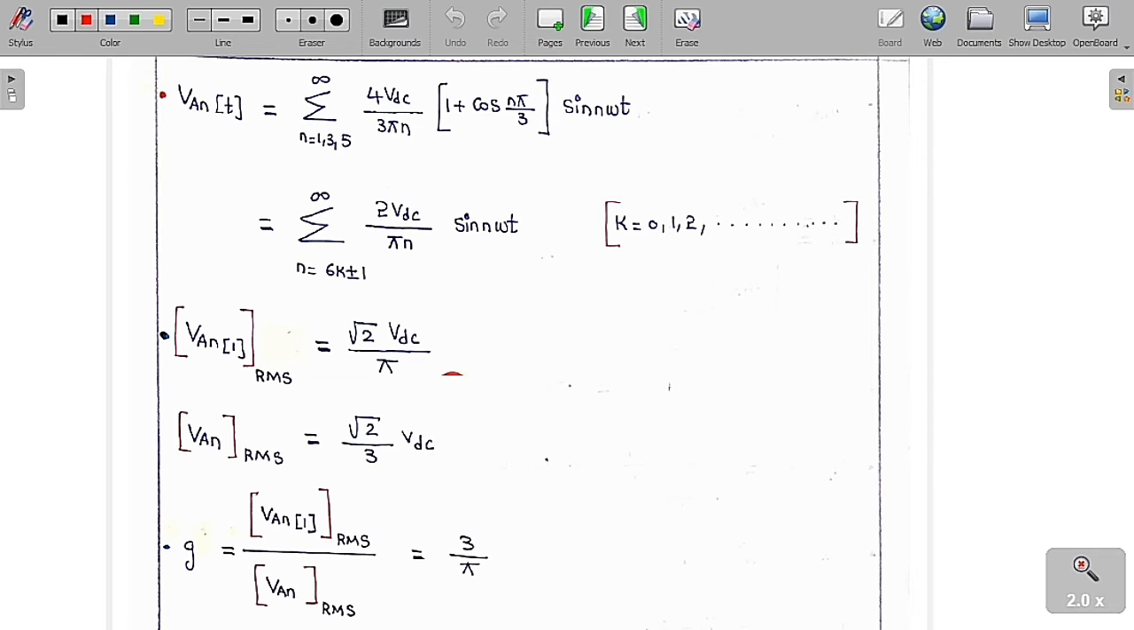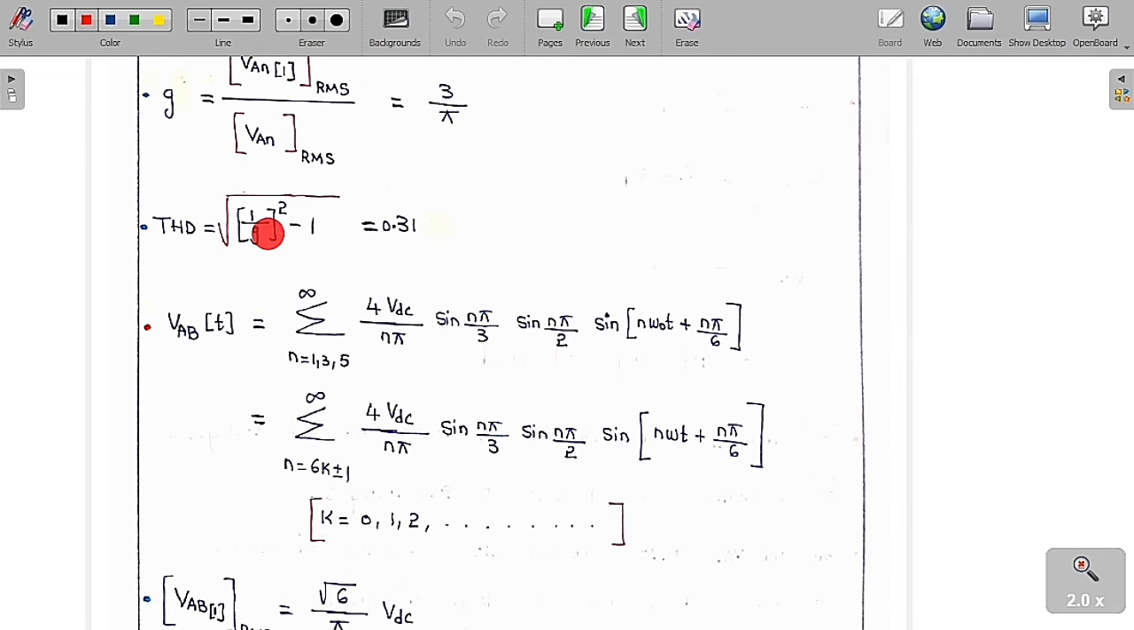So if you know both things and do the division, we are going to get 3 by 5. So PhD is equal to under root of (1 by G) whole square minus 1. If you substitute the G value and simplify, we are going to get 0.31. So this is the distortion factor and the PhD for this phase voltage.